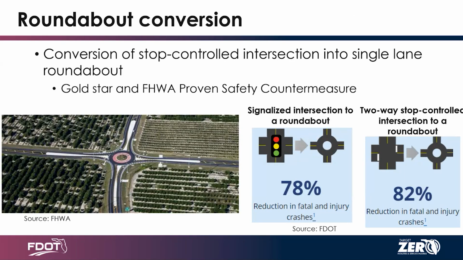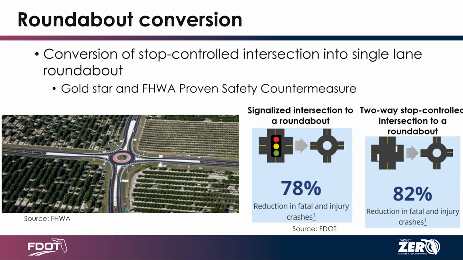And so one of the gold star countermeasures is roundabouts. That means converting a stop controlled intersection into a single lane roundabout, and even a signalized intersection to a roundabout. What a roundabout does is really reduce the total number of conflict points. It slows vehicles down at entry. And so when you're getting into instances with a high prevalence of angle and left turn crashes at either a two-way stop controlled intersection or even a signalized intersection, potentially a roundabout could be a good alternative.